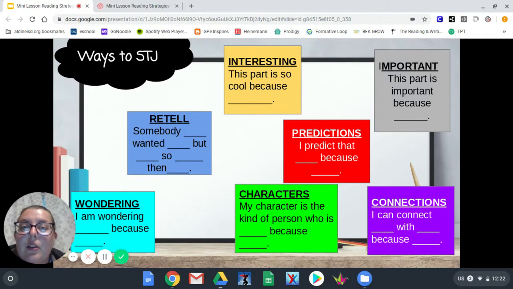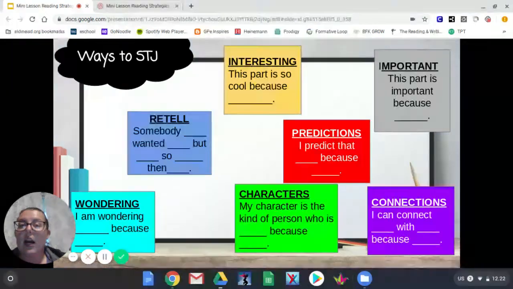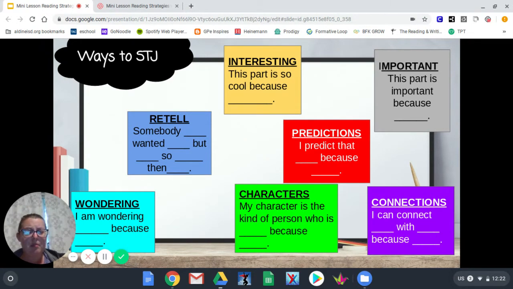For example, I know that in my class, we used a lot of characters, so the green one, to show that my character is the kind of person who is blank, because we started focusing on character traits. And we know that knowing about a main character is really important to figure out how they're going to solve a problem. But it's up to you what you choose to stop, think, jot about, because every book's different and every book has different parts that are important. So those are stop, think, jots.